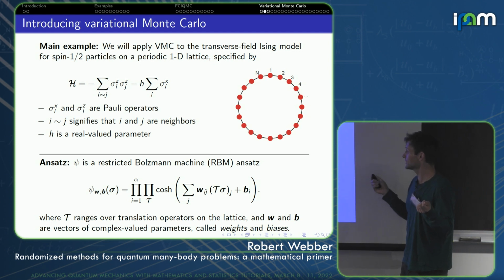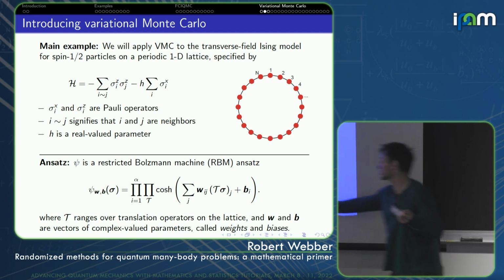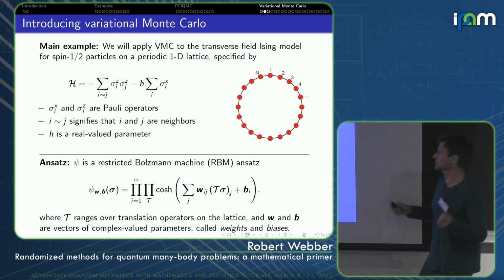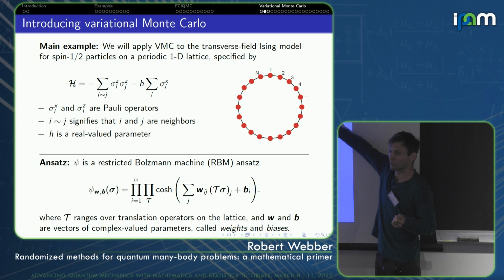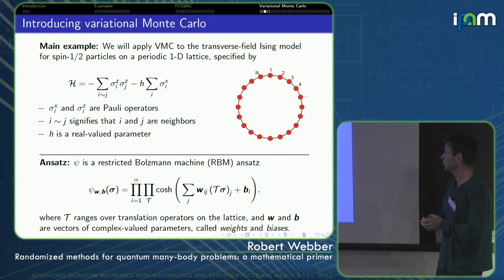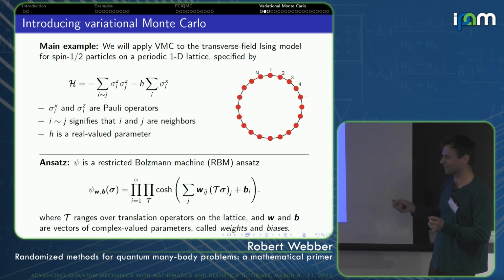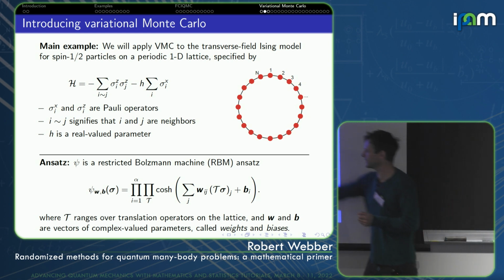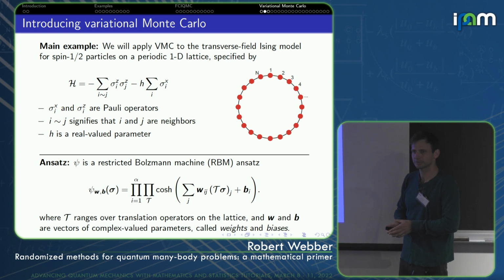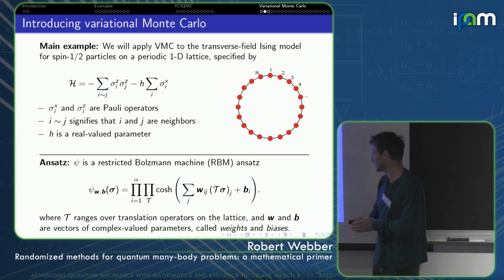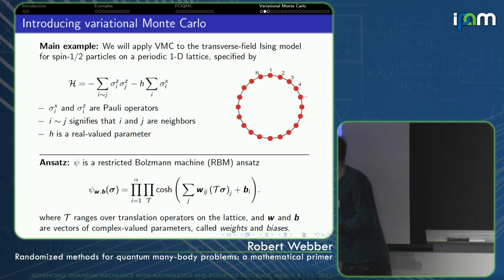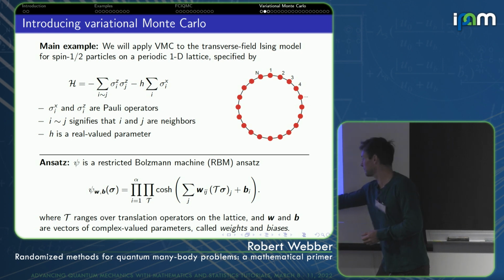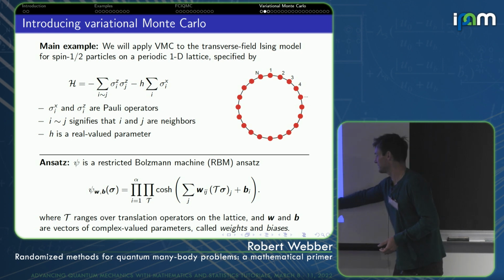Then there's a product over all the translation operators on the lattice, these operators that shift you 1 to the right, or 1 to the left, or 2 to the right, or 3 to the right, or 4 to the right. And then for the nonlinearity, we're going to use a cosh acting on an affine function of translated spins with weights W and biases B.